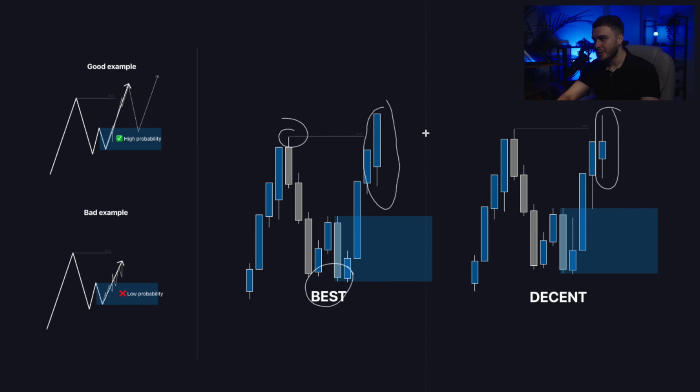Now, does this mean that you should only be looking for areas or order blocks that cause these types of moves? Not entirely. This is going to be the best type of scenario, but what you really want to look for is something combined with the next example that we're going to be talking about, and that's all about imbalances.